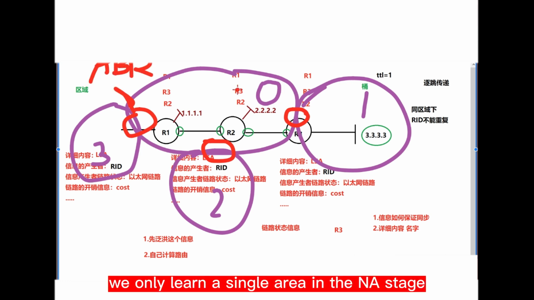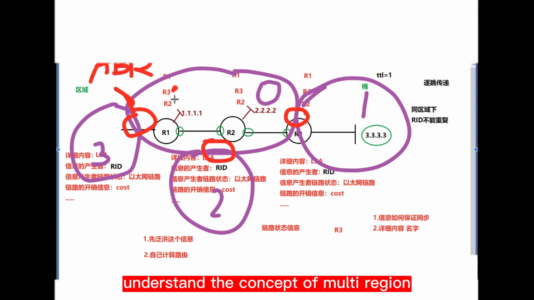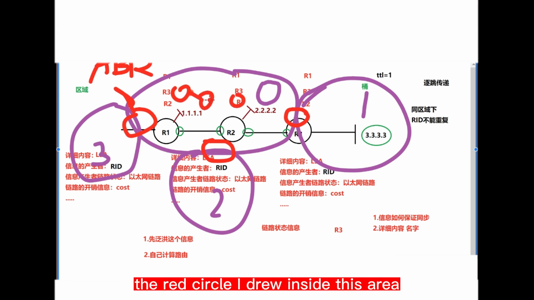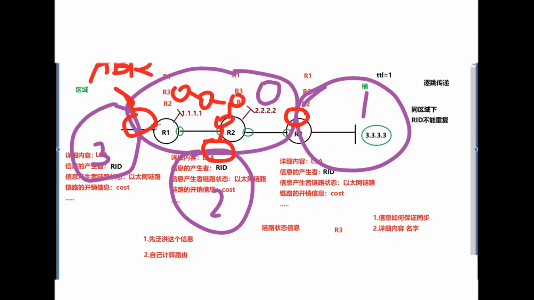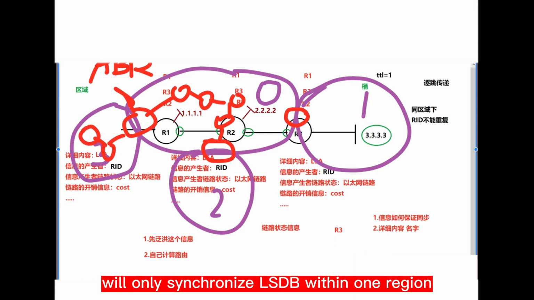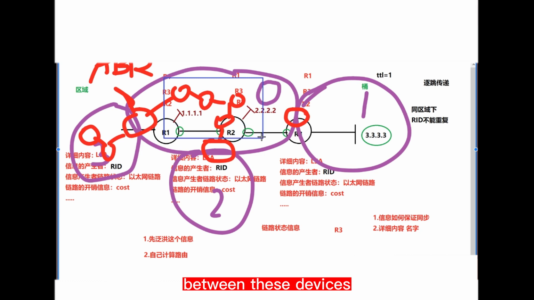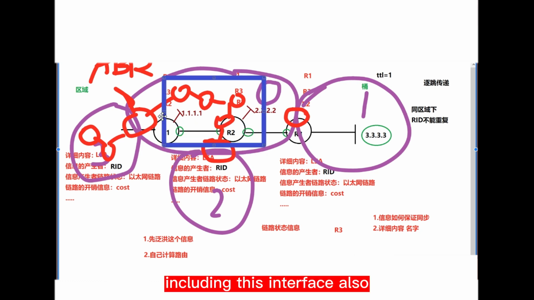We only learn a single area in the NA stage. But everyone must first understand the concept of multi-region. The red circle I drew inside this area are some internal devices. Devices inside the region will only synchronize LSDB within one region. For example, between these devices, including this interface also, they synchronize an LSDB.